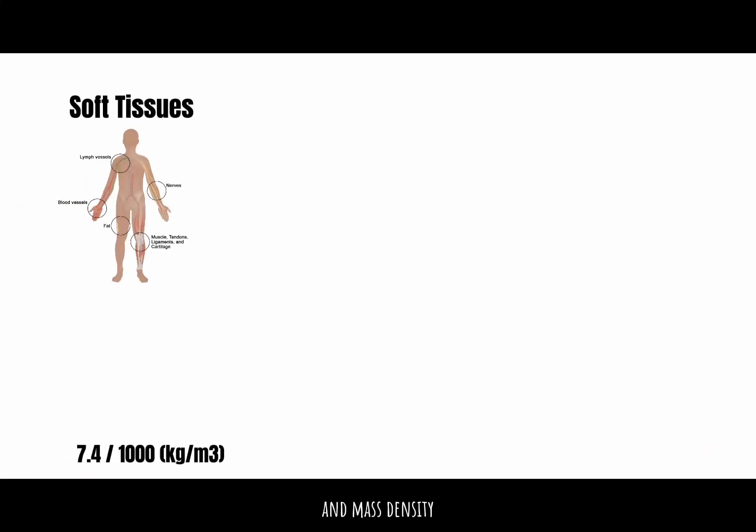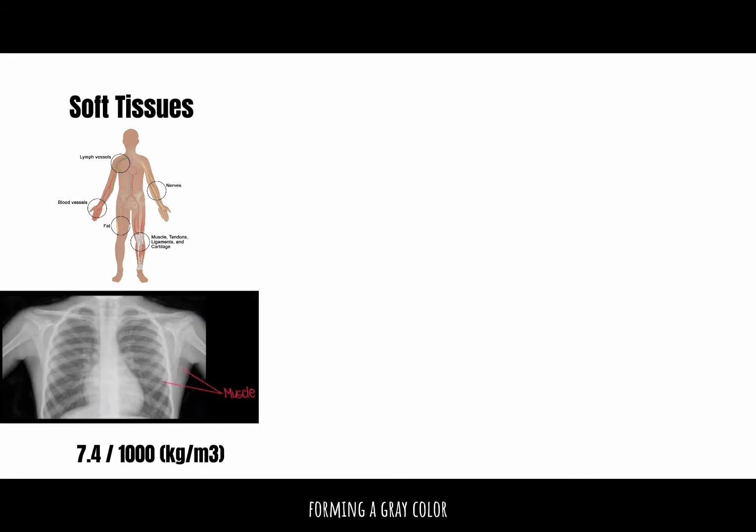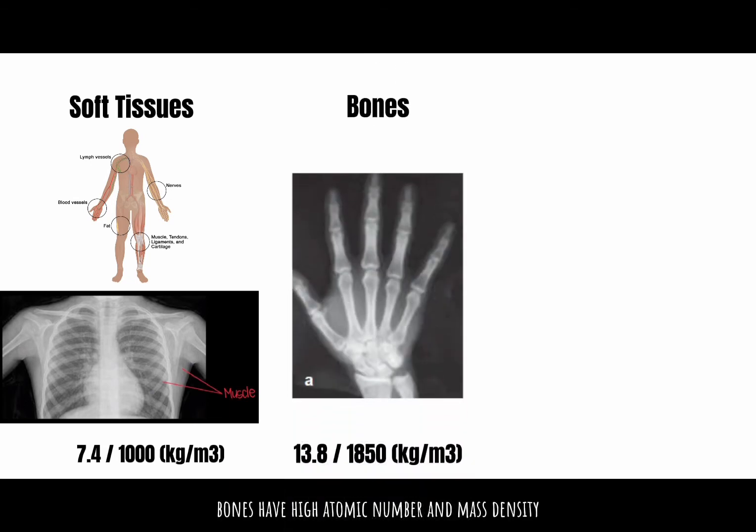Soft tissues have relatively small atomic number and mass density. Hence, X-rays are able to penetrate easily, forming a gray color. On the other hand, bones have high atomic number and mass density. Therefore, X-rays are homogeneously absorbed by bones, forming a white color.